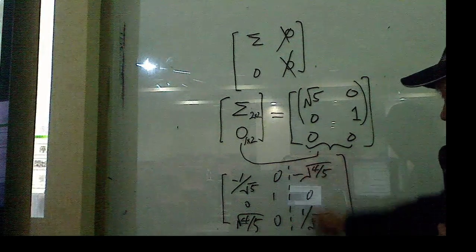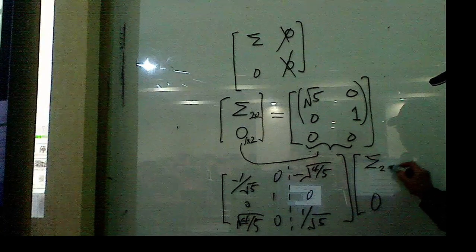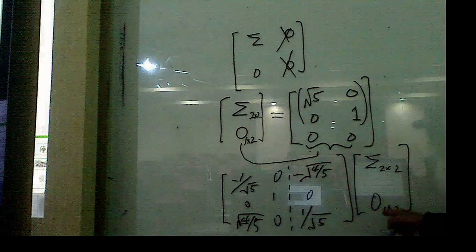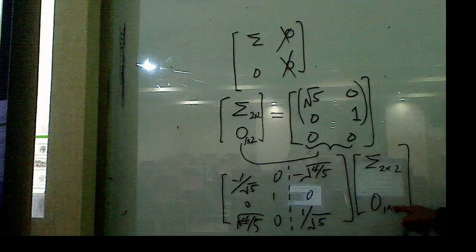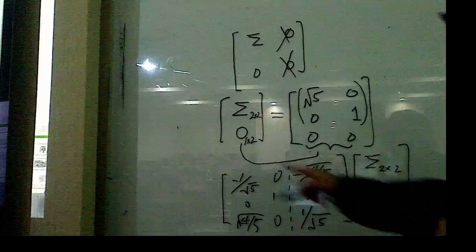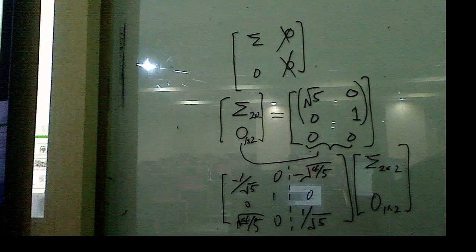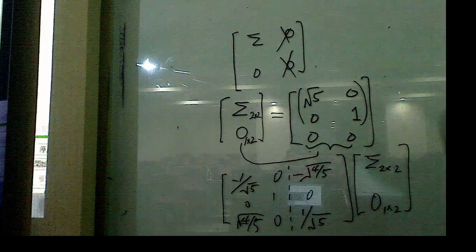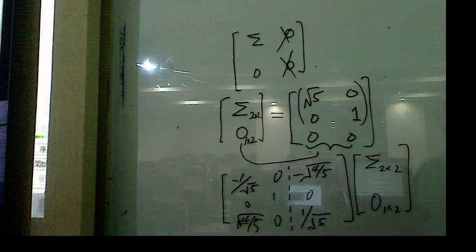Why? Because this matrix times that matrix, 2 by 2, 1 by 2. If you look carefully, this times 0, that times 0, and that times 0. So this column always times 0. That means the last column of this is useless for the matrix A. That means they are in the null space of A. They are outside the A space. That's why you multiply 0. You have 2, 0 there.